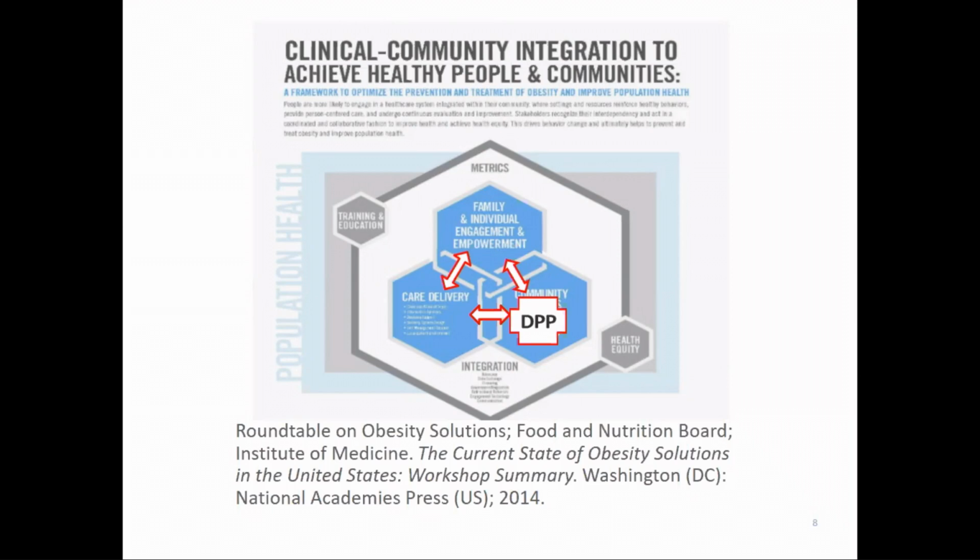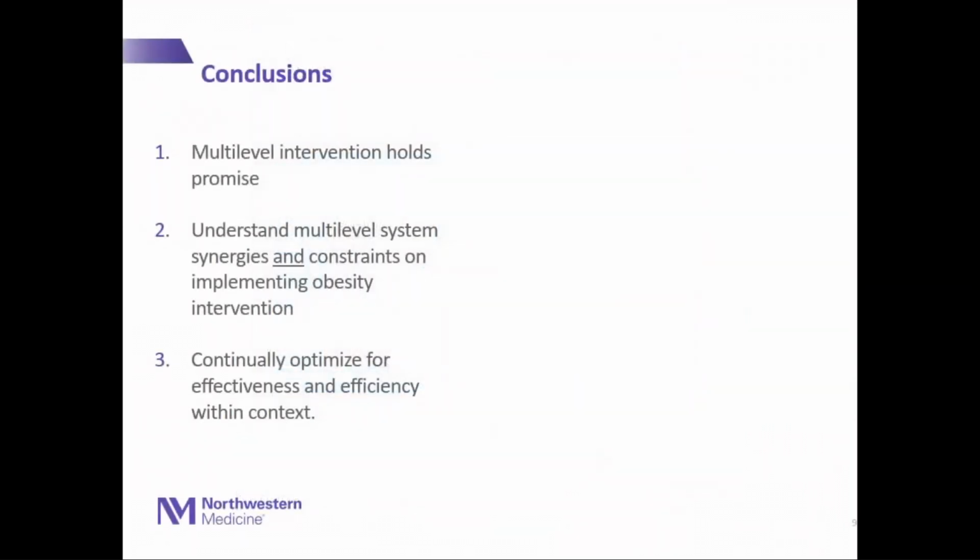So I'll just conclude by saying I do think that multi-level intervention holds promise. I think we need to understand these multi-level system synergies and the constraints on implementing obesity interventions, and there really are constraints. Maybe we can work past them if we keep building, but at the start of things, there are constraints. And we need to continually optimize for both effectiveness and efficiency within the context where we're trying to roll out.